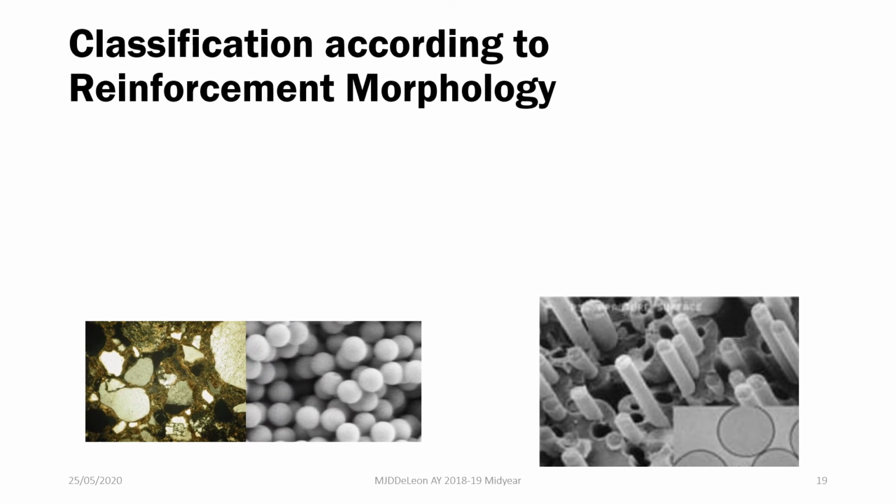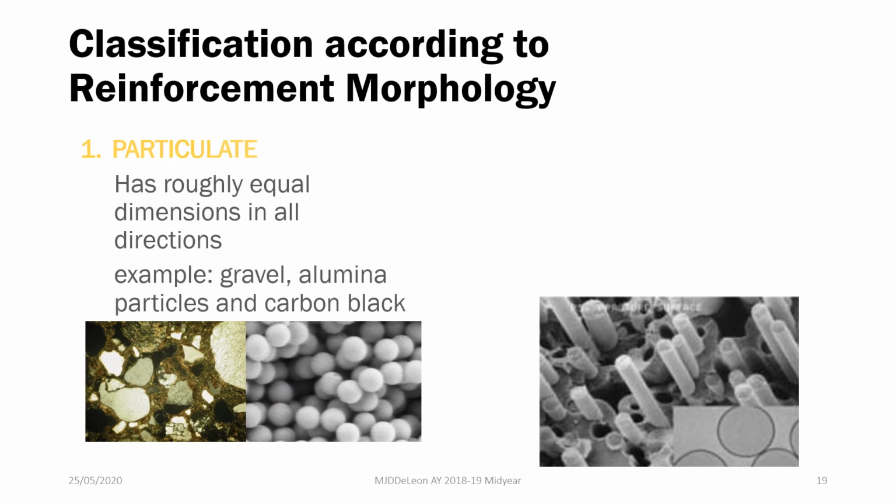Morphology-wise, there are two different types of reinforcements. First, you have your particulates. So particulates are particle-shaped na reinforcements. They have roughly equal dimensions in all directions. Example nito is gravel, sand, alumina, carbon black, and so on.